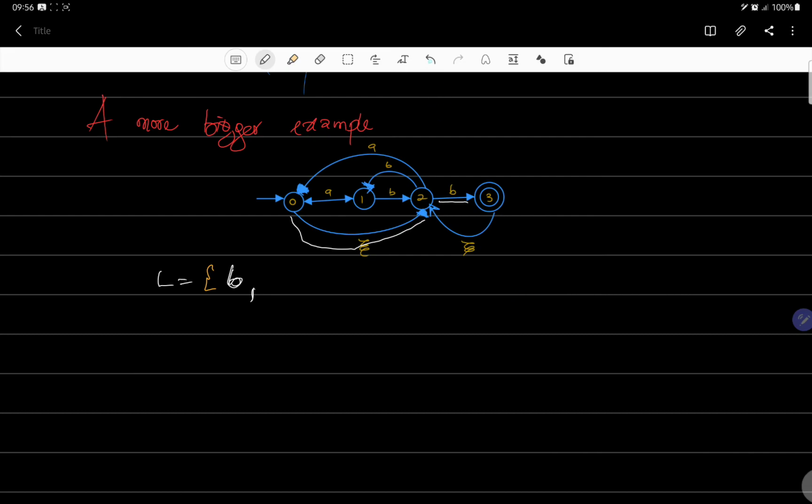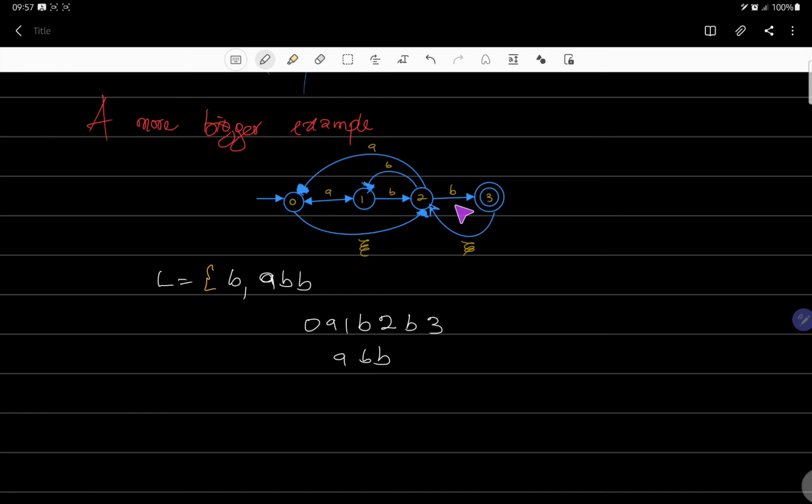Let's cancel this and see another thing that could go. What if we don't go through epsilon? Let's go through this place. 0 passes through a to go to 1. Then from 1 it passes through b to reach 2. Now from 2 it passes through another b to reach 3. That means we can have a, b, b.